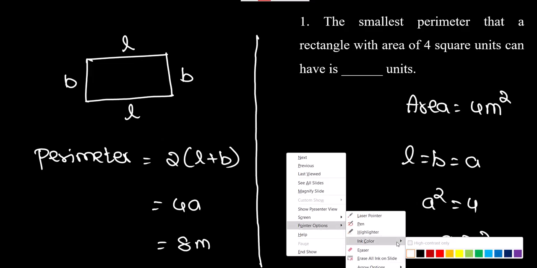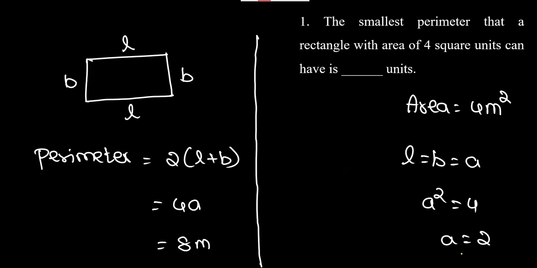This question is given in GATE. Fill the blanks. What is the units? 8. 8 meters. If area is meter square, perimeter should be in meters. Answer is 8. Length and breadth must be equal to get maximum area with less dimensions.